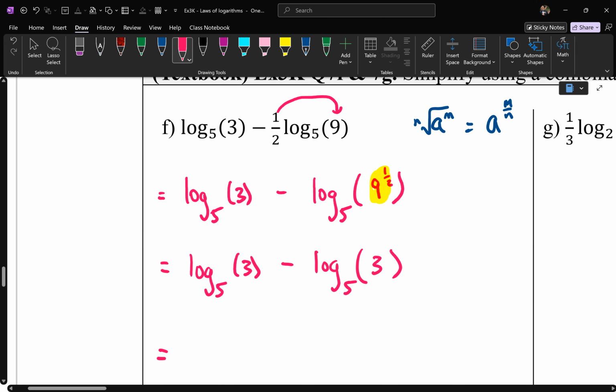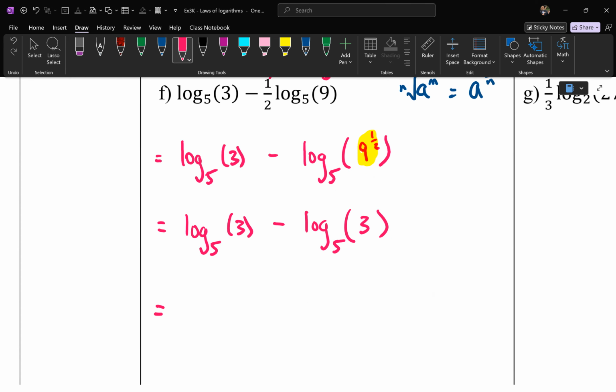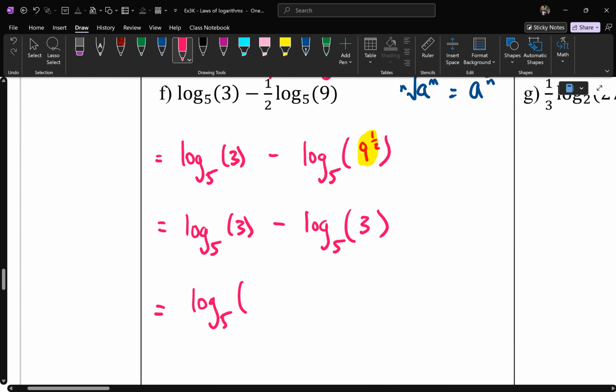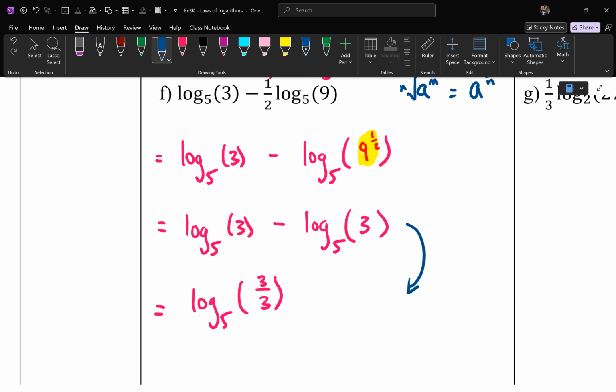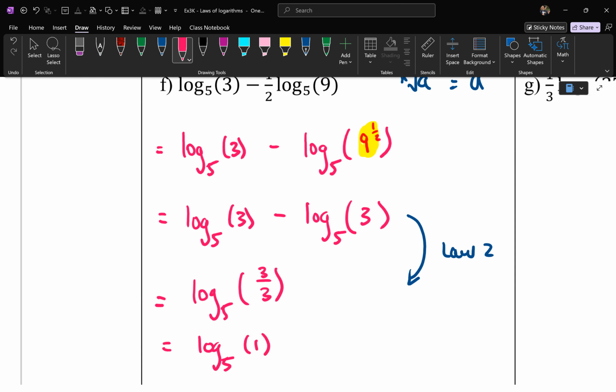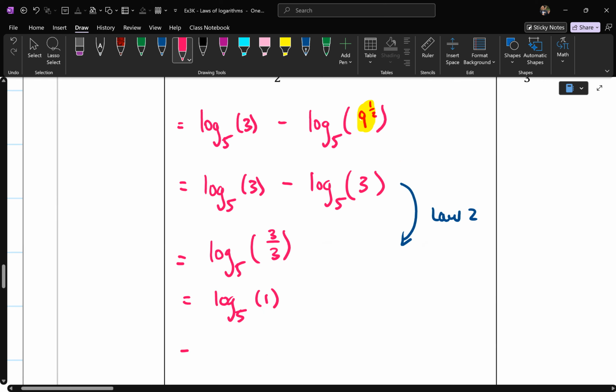What do we do now? What's the next step? Yes. Very good. What law is this, Jaden? What does Sahar just do? She just said log base 5 of 3, take away log base 5 of 3 becomes log base 5 of 3 on 3. Which law is it? Law number 2. So law number 2, you can use it now because there are no coefficients at the front. But then 3 over 3 is 1. But we know what log 5 of 1 equals.